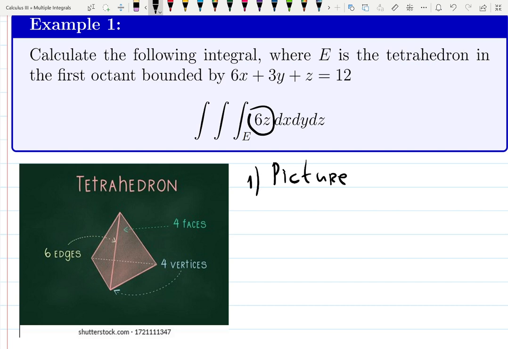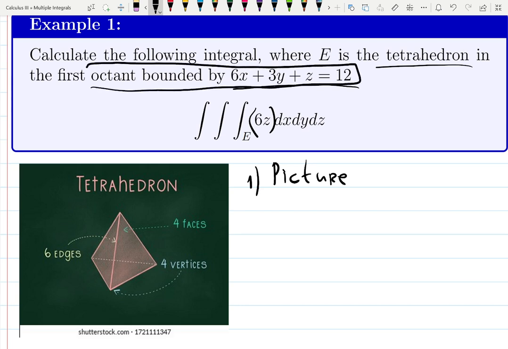So ignore the inner part until we get to the polar coordinates. In this chapter, we don't touch this inner part at all. What we need to do is to draw this tetrahedron. The tetrahedron is cut out by the first octant and by 6x plus 3y plus z equals 12. To draw the picture, let's find intercepts of the tetrahedron with this plane. 6x plus 3y plus z equals 12 is a plane.